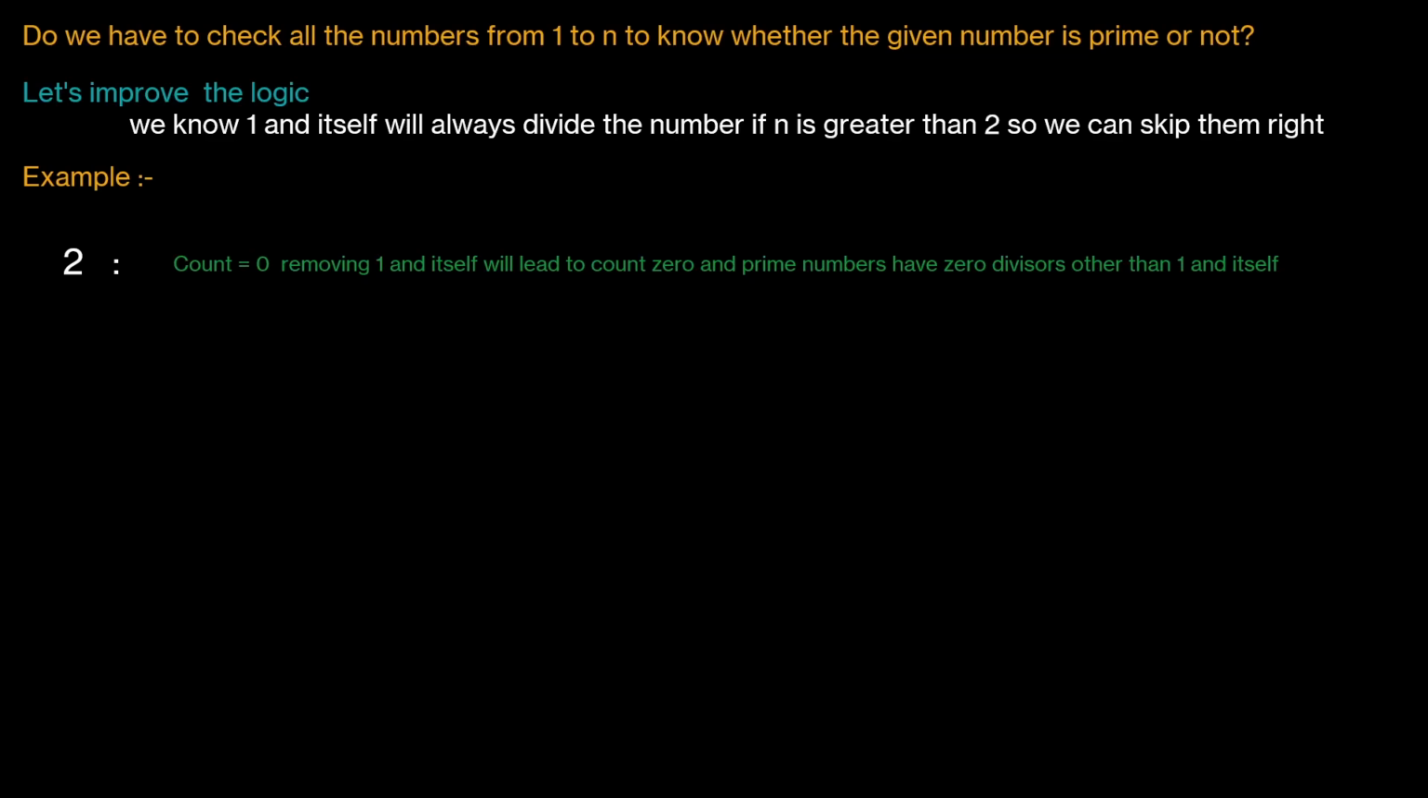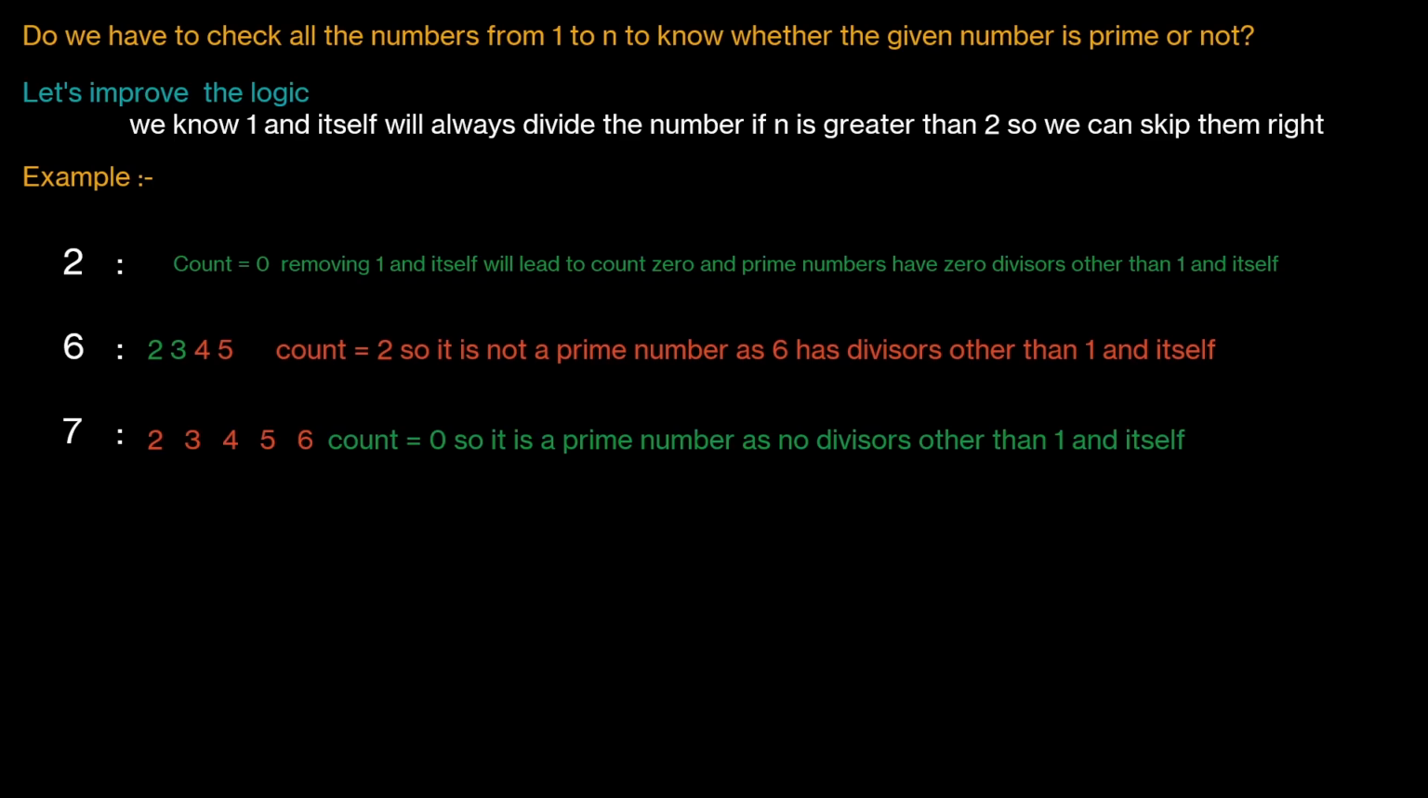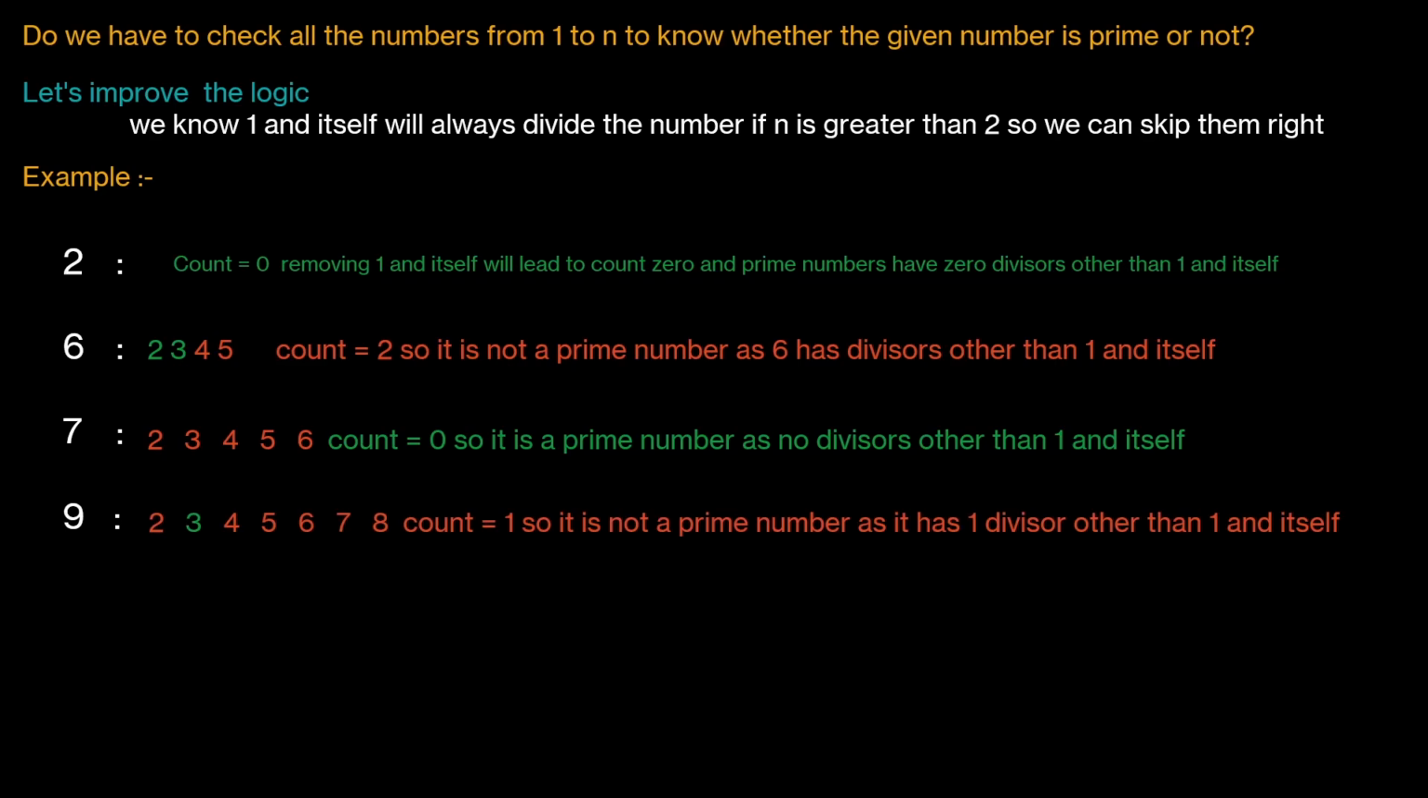We don't have any numbers except 1 and 2, so it is obviously a prime number. For 6, we have numbers 2, 3, 4, 5, and we find 2 and 3 as its divisors, so it is not a prime. So consider 7. We don't have any divisors in between 1 and itself, so count equal to 0, so it is a prime number. And for the number 9, we have 3 as its divisor, so it is not a prime number.